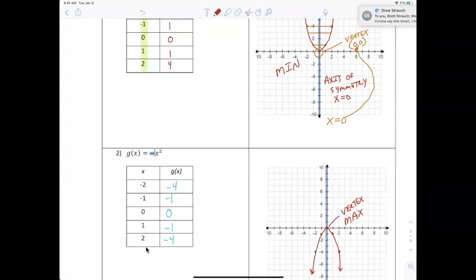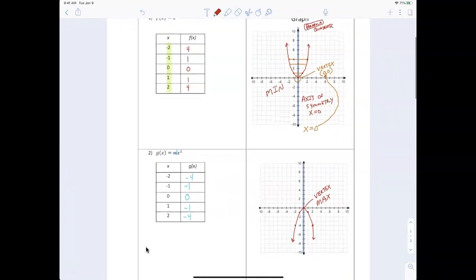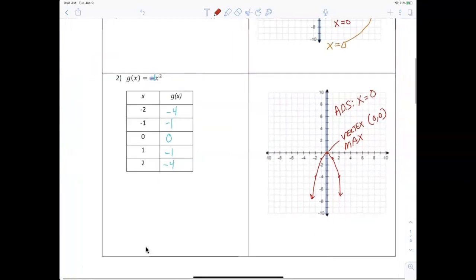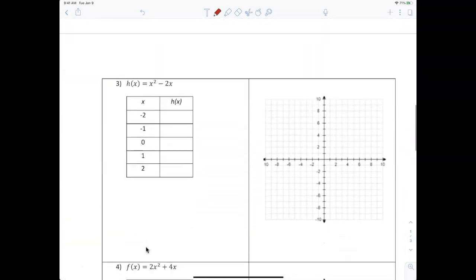Okay, so hopefully I'm doing a pretty good job. Hopefully you understand exactly what I'm saying. Here again, I would want you to write down on the side, axis of symmetry, and we could say the axis of symmetry again is still x equals 0. My vertex is located at 0, 0, and I'm at a maximum. Pretty easy. I know you guys aren't going to have trouble with this at all. So now let's go to question number 3.